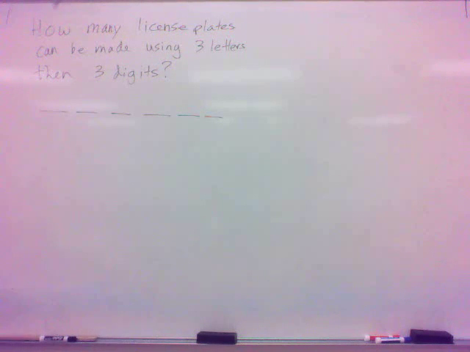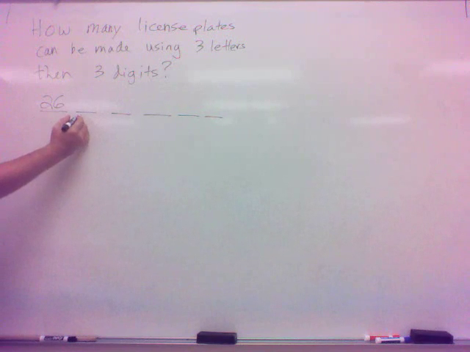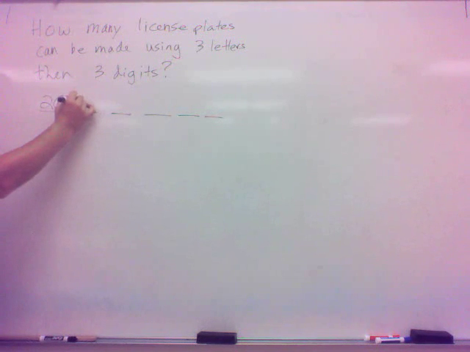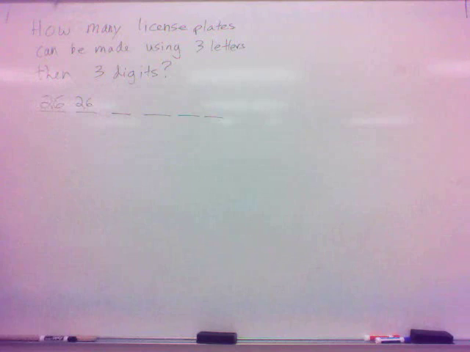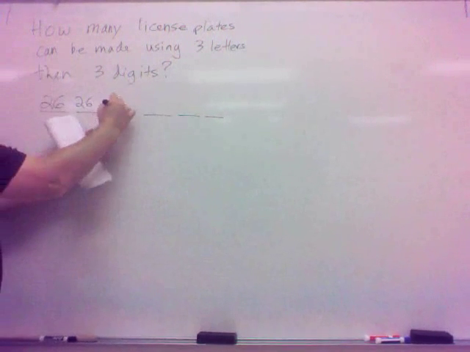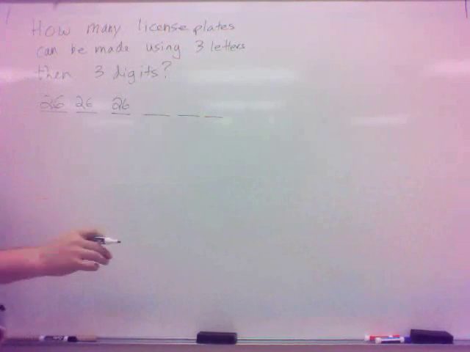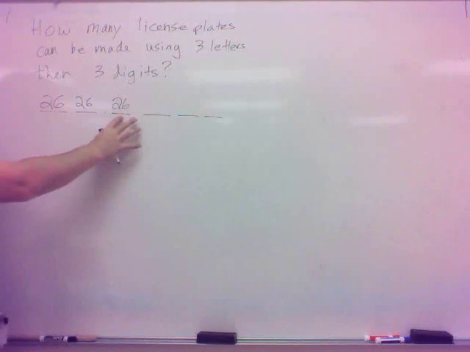First letter, how many possible? A through Z, A, B, C. How many is that? 26 letters in the alphabet. How many for the second letter? Can we use repetition? It doesn't say we can't, so we can. Whatever one is used here can be used again here. So how many letters? Still 26. And then 26 for the third letter. Yes, you can repeat, so you have all 26 letters in each case.